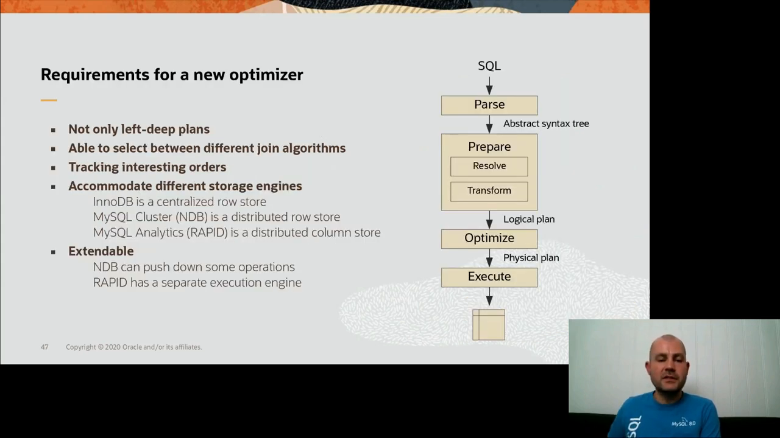So our requirements are, well, not only left-deep plans, allow for some bushy plans. We have to select different join algorithms. We have to track interesting orders. That's kind of base level here. And then we had this stuff with NDB and Rapid requiring different things. So we have to somehow be modular and extensible enough to handle the different cost models for these and different operations.